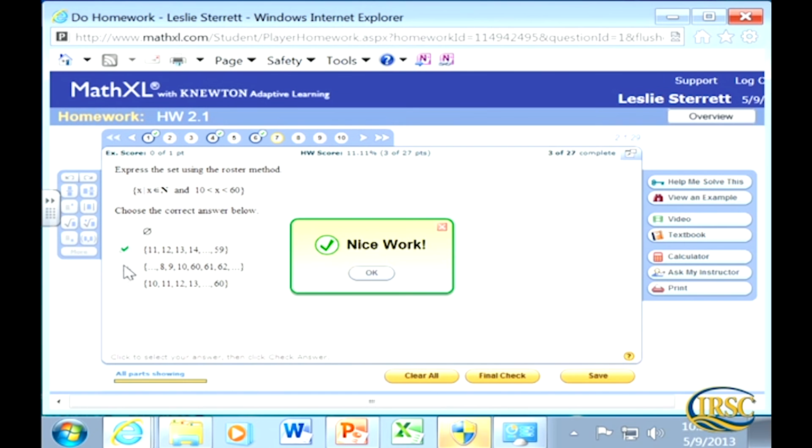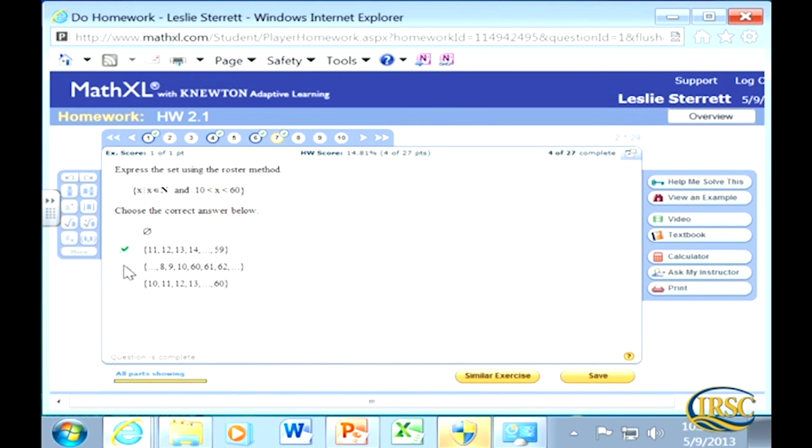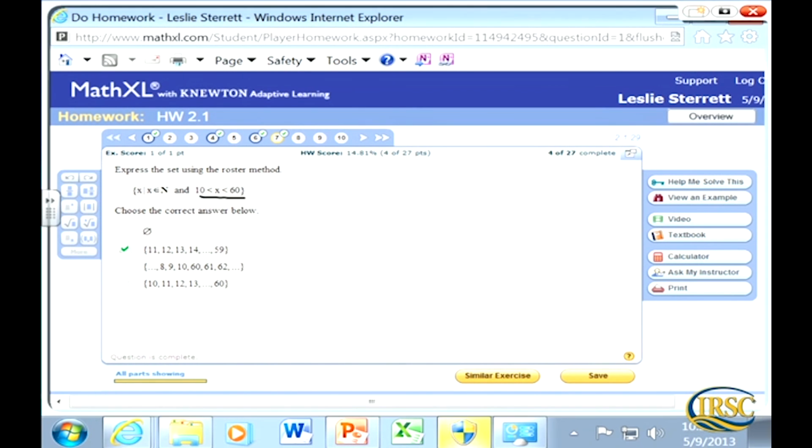Nice work. Okay, so another way that you can say this compound inequality, and what's important is that if you have to go from words to set builder notation, I want you to know the way you can actually say this out loud. You could say it the way I said it. I strictly translated the symbols: 10 is less than x is less than 60. But another way to say that in words is x is between 10 and 60.